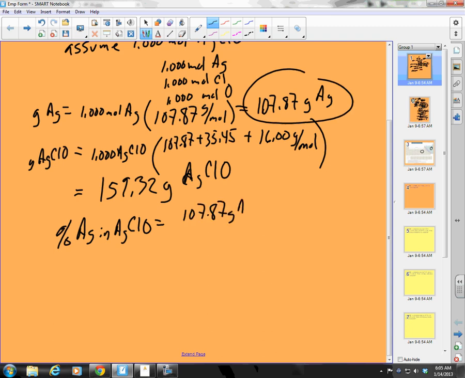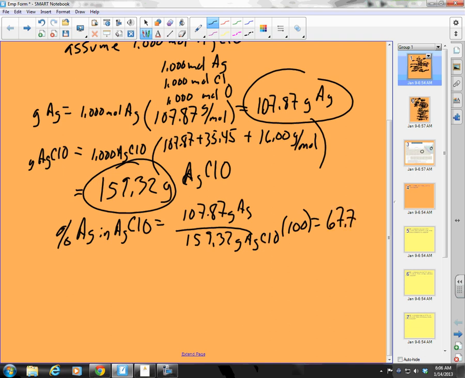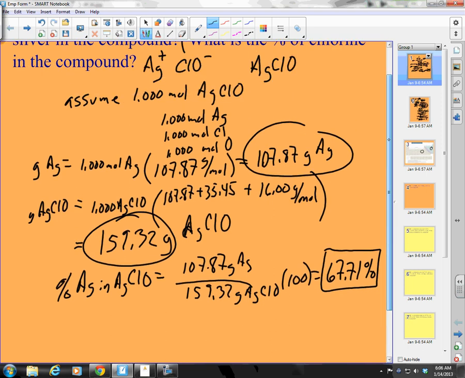107.87 grams of silver per what? 159.32 grams of silver hypochlorite times 100. And what do I get? So I take the inverse of that, 107.87 divided by 159.32, times 100. And I get, ooh, cool, 67.71%. Good.